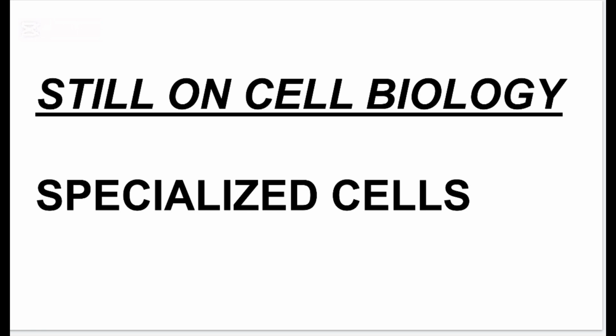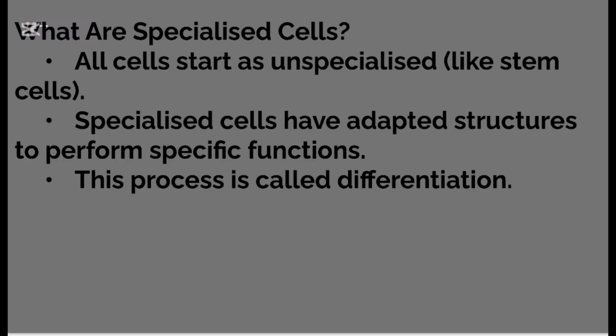What are specialized cells? Now, before talking about specialized cells, one thing you should know is that all cells start as unspecialized, like the stem cells. Now, what are specialized cells? Specialized cells have adapted structures to perform specific functions, and the process in which these cells become specialized is called differentiation. So, during the differentiation process, a cell becomes what? A specialized cell. And there are various types of specialized cells in plants and animals.